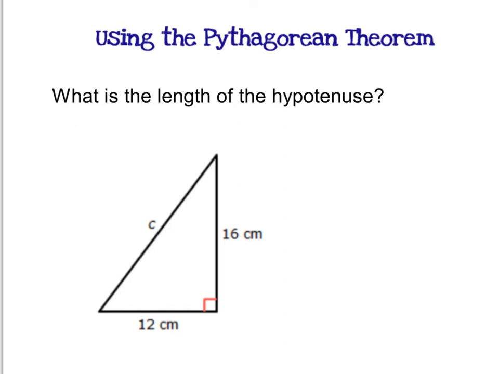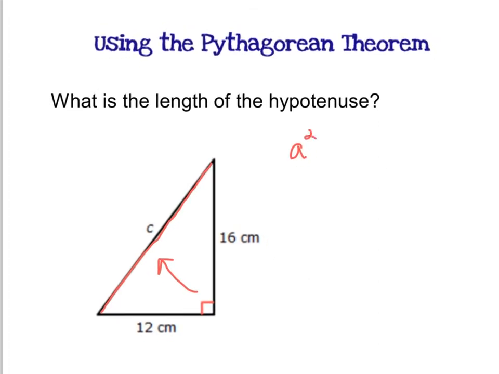Okay, so I'm looking for the length of the hypotenuse, C. I know this is the hypotenuse because it is the opposite side of my right angle. I have a right triangle. So to find a missing side, I'm first going to write my formula. A squared plus b squared equals c squared.